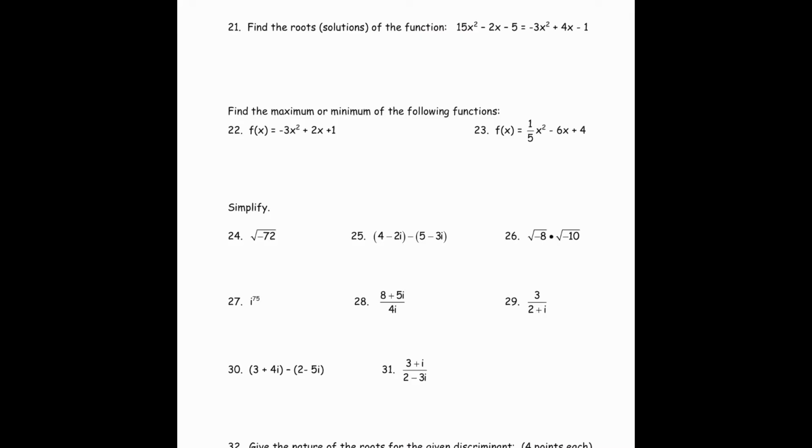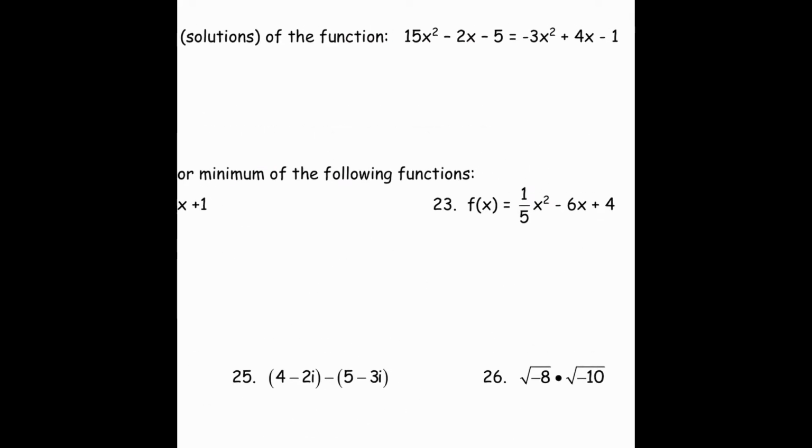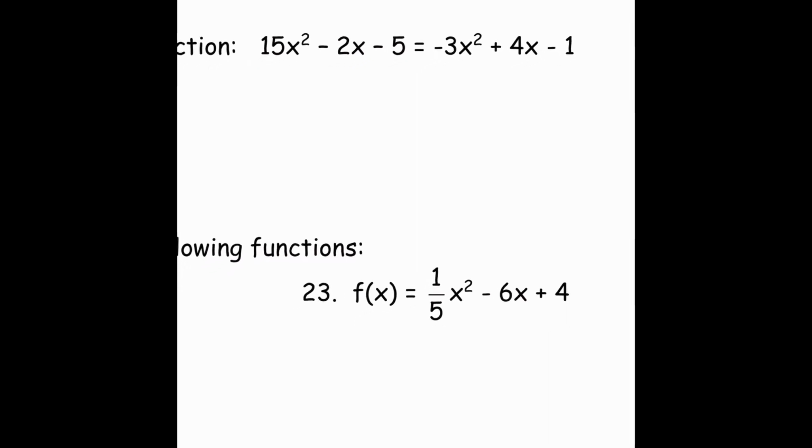All right, 21. Finding the roots or solutions of a function. So here, the work is going to be combining everything to one side. So I want to add 3x squared to both sides. Going to subtract 4x from both sides and add 1 to both sides. So on the right-hand side, we're going to get 0. Left-hand side, 18x squared minus 6x minus 4.